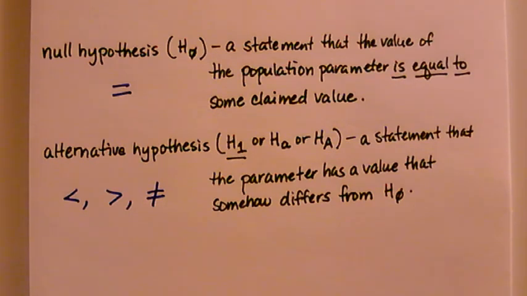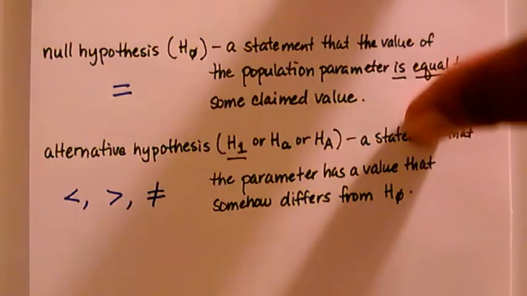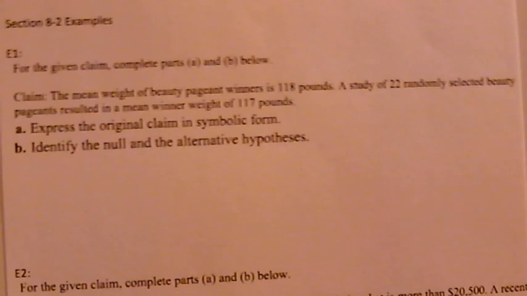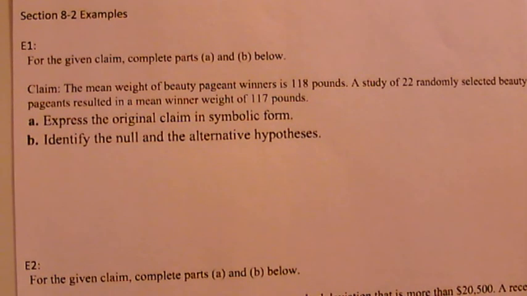So in this case, let's look at how we can identify the null and alternative hypothesis from three statements which are given as a claim. So here is the first example. For the given claim, you want to complete parts A and B.